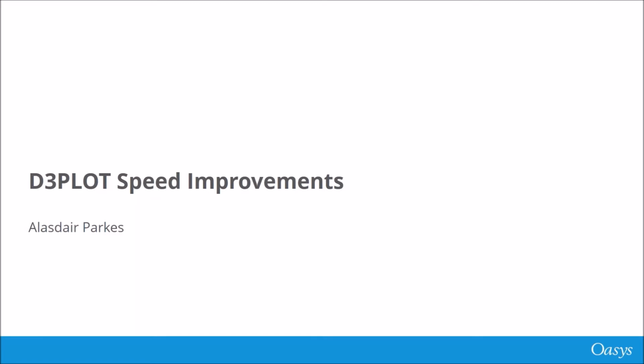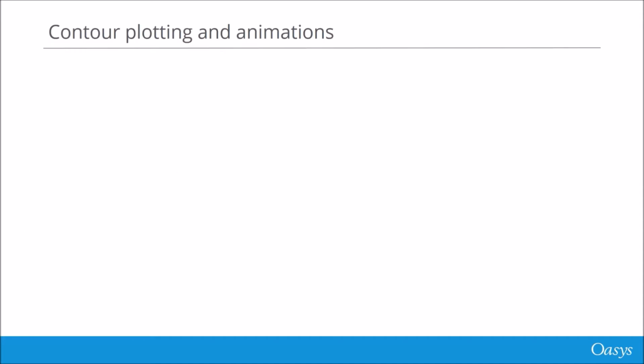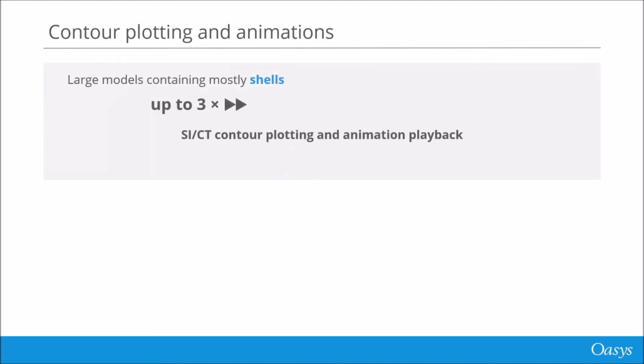Now that Gavin has talked about reading and writing from Primer, I'm going to cover the speed improvements we've made to D3plot. We've made use of parallel processing in more of our contour plotting and animation routines. So for large models containing mostly shells, you should see a speed increase of up to 3 times when doing shaded image or continuous tone contour plotting, and for animation playback.